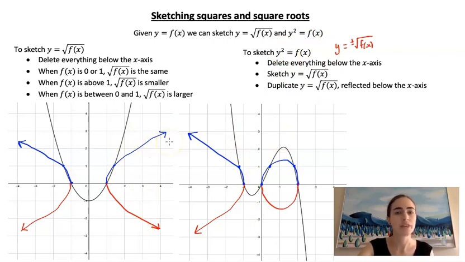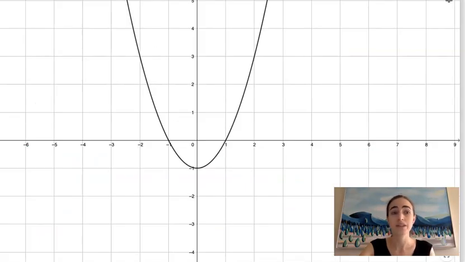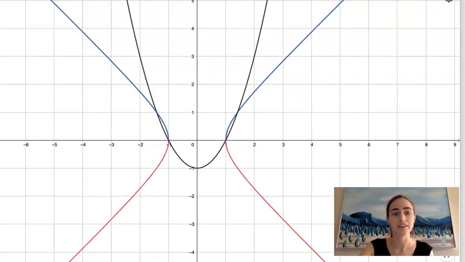So let's have a look at what they actually look like graphed with graphing software. Got our original function, and when we sketch the square root, it comes out looking like this. And if we sketch the y squared, it comes out looking like this. Now, if I take that blue one away, you can see that the red function is that whole section, including the blue, that one that we drew.